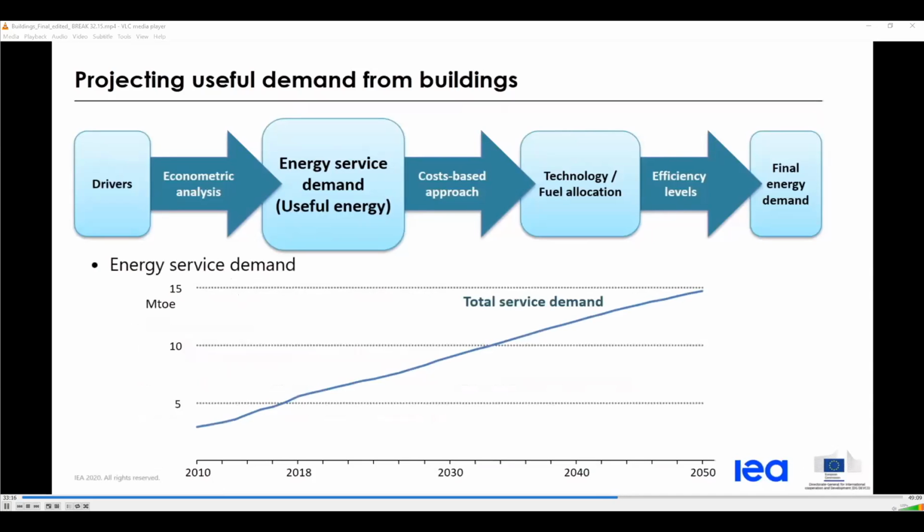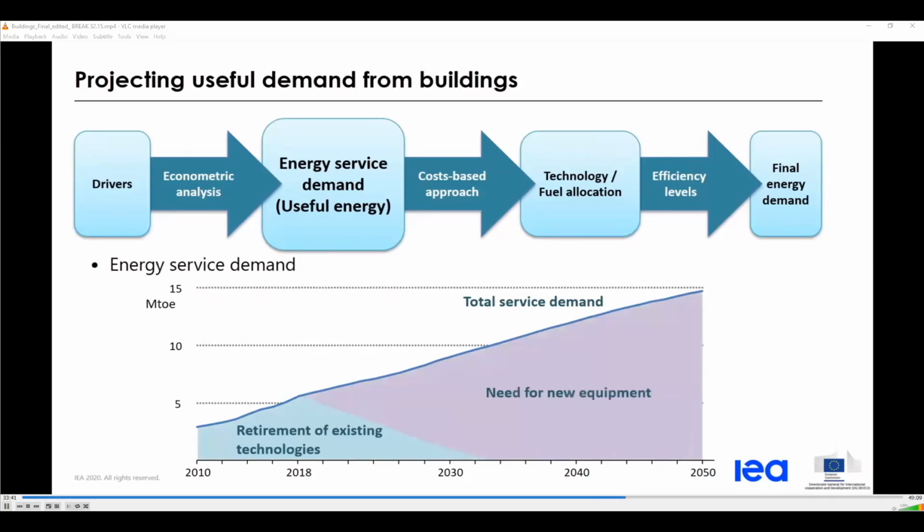Once obtained the total projected service demand, we can now reflect on which technologies will meet the demand. So for each year of the projection, we can compute the total energy service demand that needs to be satisfied by new equipment, by accounting for new incremental demand and considering the retirement of existing technologies. So of course, in later years of the projection, we also have to take into account the retirement of technologies that were added by our model.